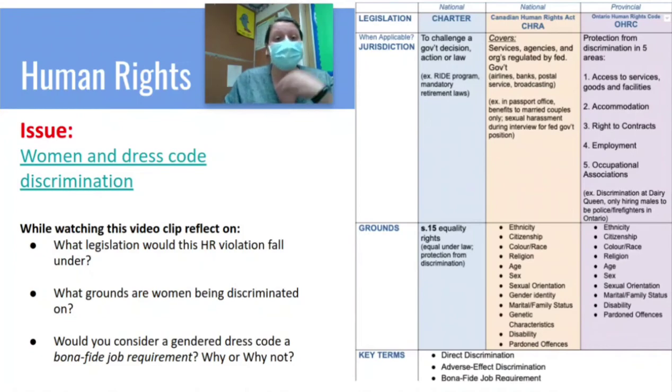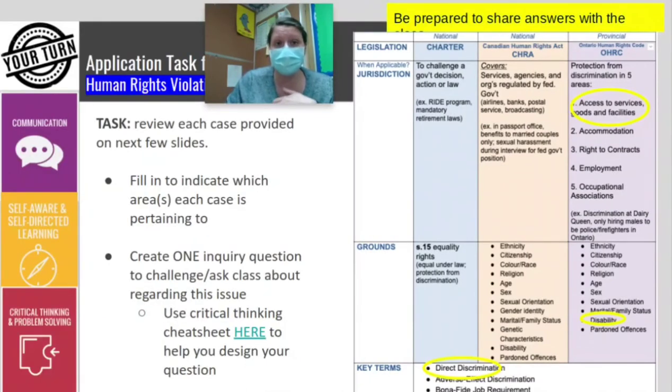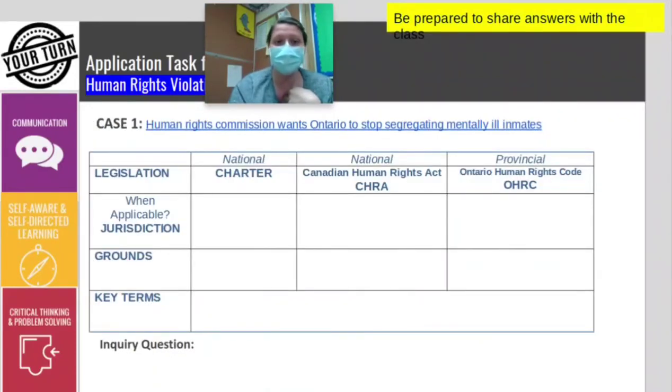So this is what you are going to be doing going forward. Your task, as I mentioned, for each of the cases on the following slides, is to go through this and tell me which jurisdiction and which category, which grounds, and then, as you'll see here I have a chart, which key term applies.